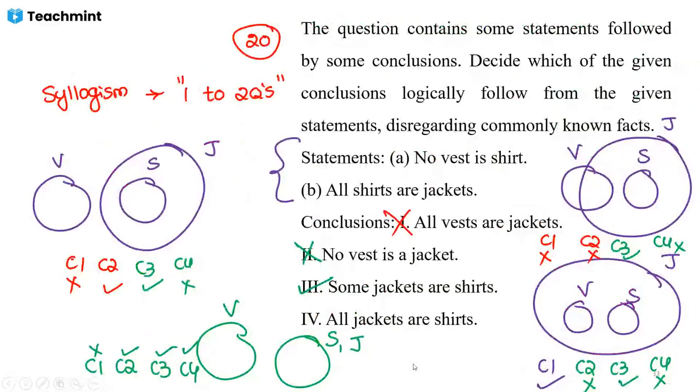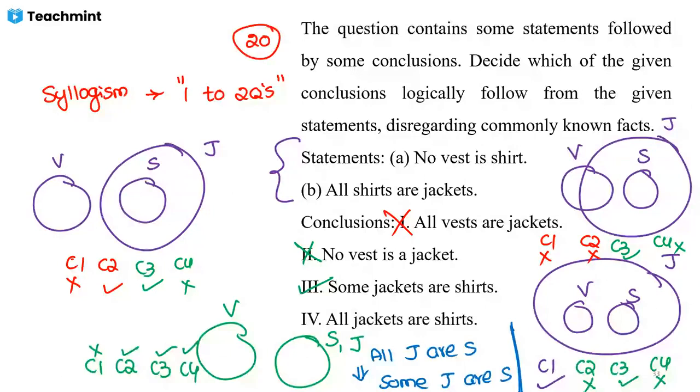When all is there, what I mean is, all jackets are shirts, in this diagram can be taken as some jackets are shirts. Now, for this question, I want an okay from you. If anyone has a doubt, please raise your hand and get it clarified. If you have a doubt, please raise your hand and get it clarified.